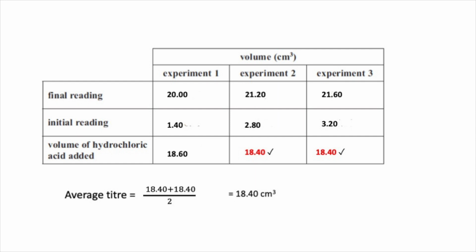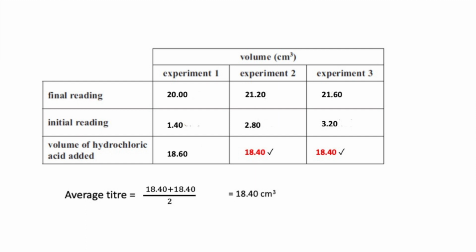Now Mr. Firth has decided that experiment 1 was a rough experiment, so therefore he's calculated an average titre based on experiment 2 and experiment 3, and that is common for chemists to do. Now at GCSE, you might come across questions where all the values that they give you are very close together. They're all within, say, 0.2 centimetres cubed of each other, and you can average all three of them to find your mean titre.